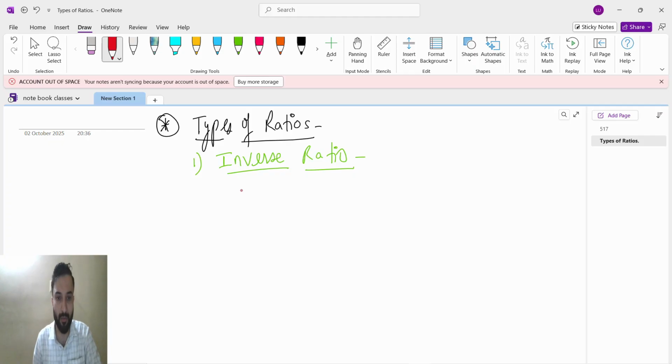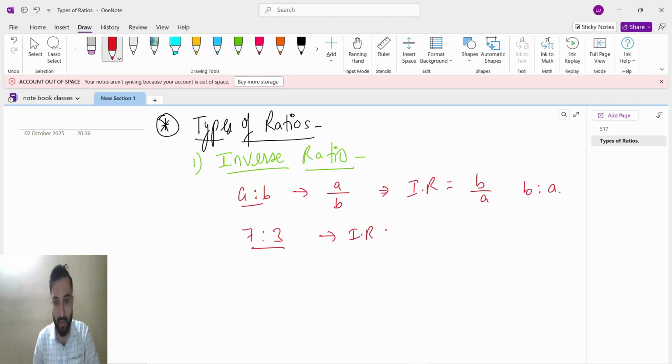The inverse ratio means what? Suppose I have a ratio A is to B. A is to B, we can also write as A by B, both are the same. So the inverse ratio means you do ulta or opposite, so it becomes B by A, or B is to A. This is the inverse ratio. Suppose it is 7 is to 3. The inverse ratio will become 3 is to 7. It becomes opposite, ulta. So the first type of ratio is the inverse ratio.